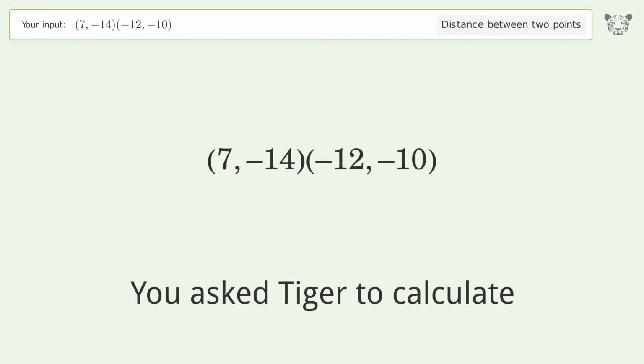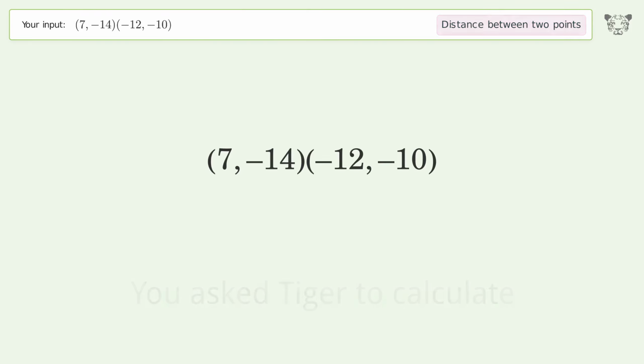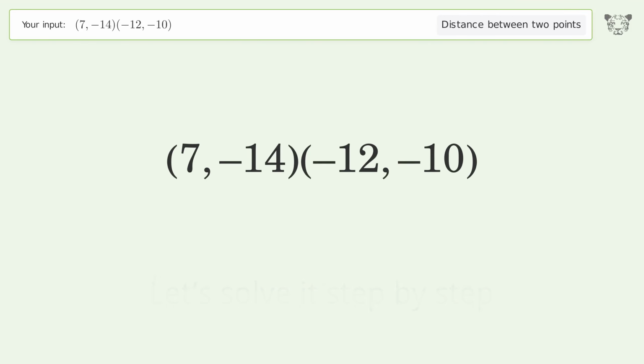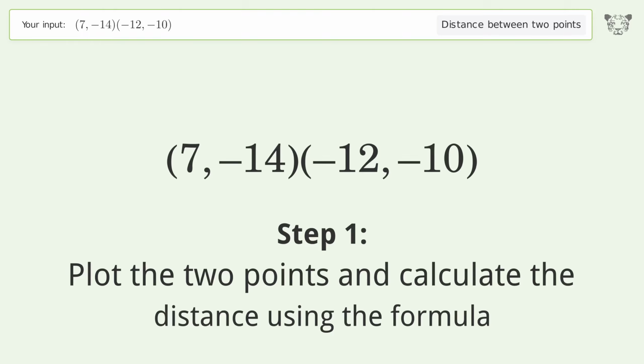You ask Tiger to calculate. This deals with the distance between 2 points. The distance between the 2 points is the square root of 377, or 19.416. Let's solve it step by step. Plot the 2 points and calculate the distance using the formula.